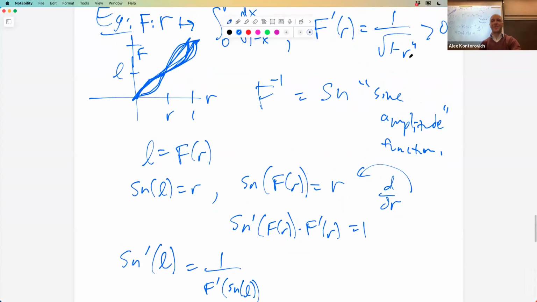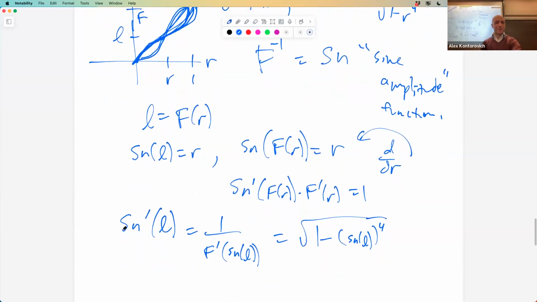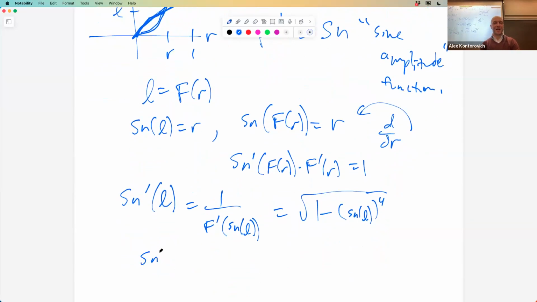But I know what f prime is. F prime is 1 over square root of 1 minus r to the 4th. And so 1 over that is just the square root of 1 minus r to the 4th, where r is Sn of L. Ooh, we get this nasty differential equation, Sn prime squared is equal to 1 minus Sn to the 4th.